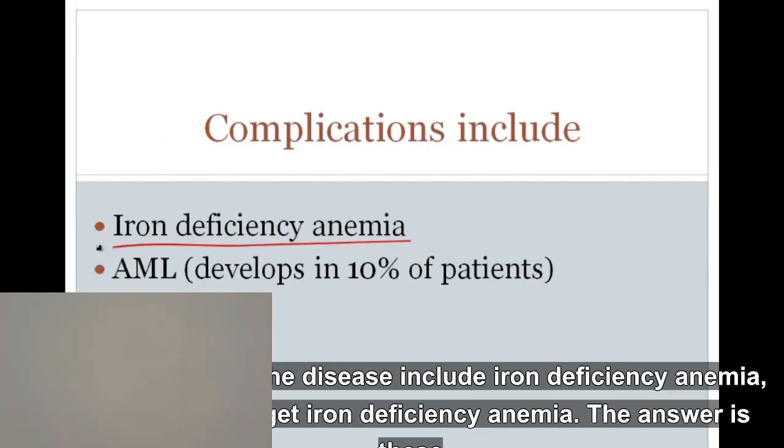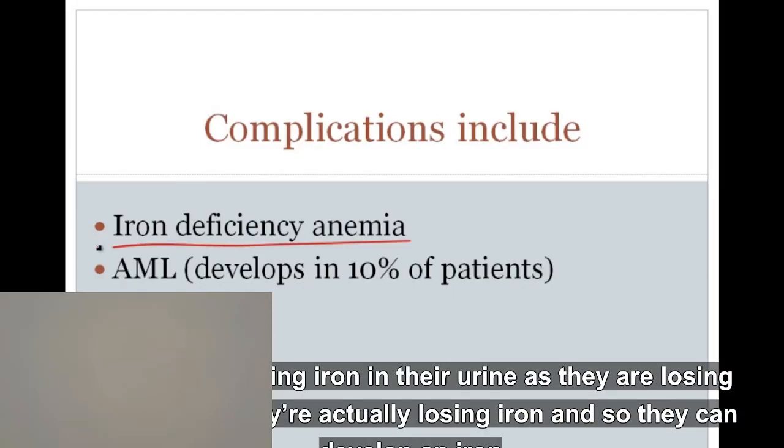Why would they get iron deficiency anemia? The answer is these patients are losing iron in their urine. As they're losing hemoglobin, they're actually losing iron. And so they can develop an iron deficiency anemia.